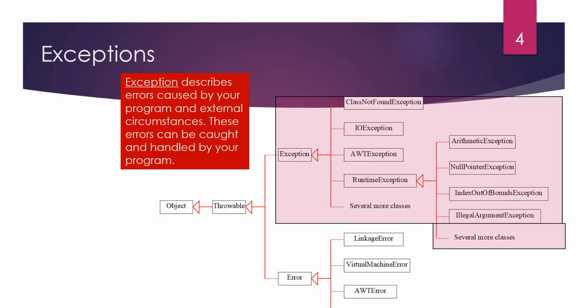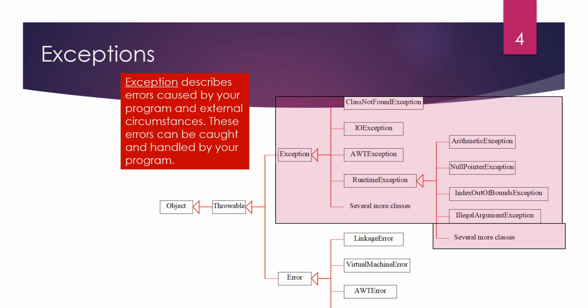The exceptions happen because you are performing an illegal operation in your program. And these illegal operations are happening because your program is interacting with an external resource, an external circumstance, for example, reading an input from the user or reading data from a file, and you are not performing the correct operation, or you are performing an illegal operation.